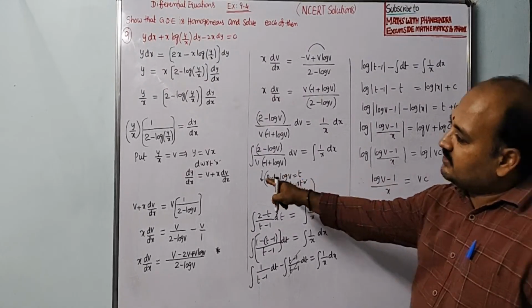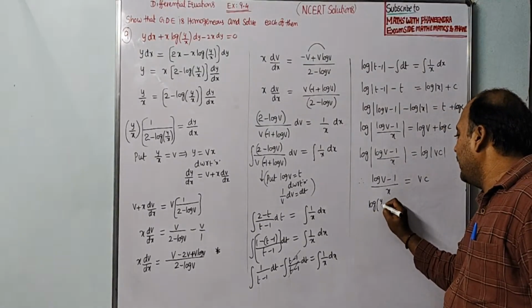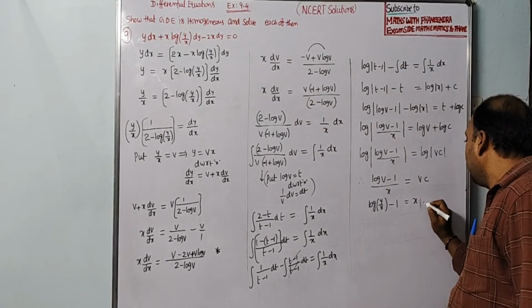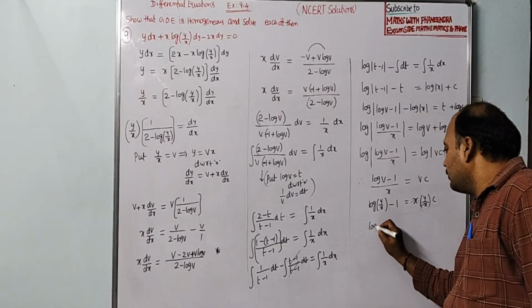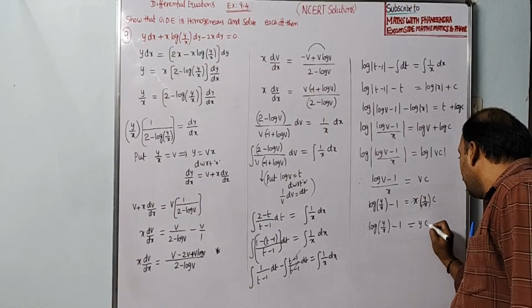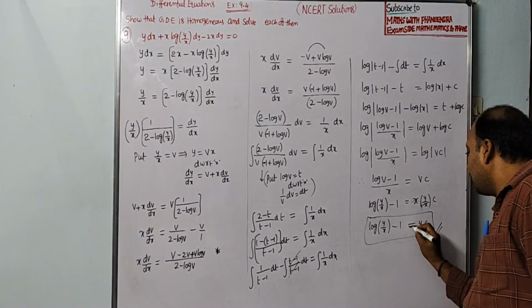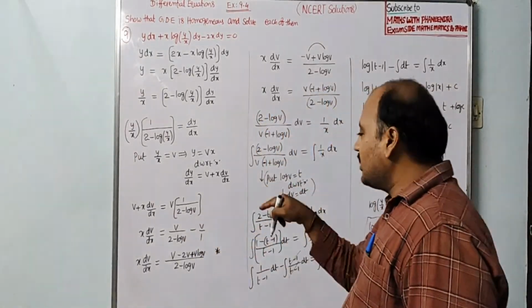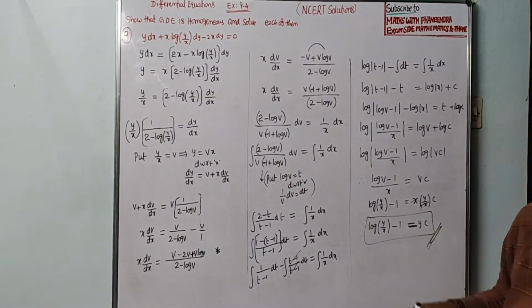Wherever v is there, we place y by x. So log y by x minus 1 equals x into v, which is again y by x. x gets cancelled. So log y by x minus 1 is equal to yc. Previously we got whole power 3 and so on, but this is the right answer, dear students. Why? Because here we made a mistake: instead of plus, we kept minus. This is the final answer.